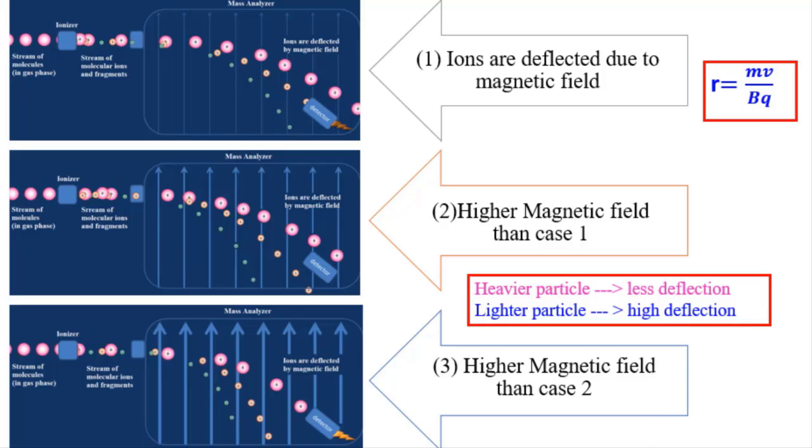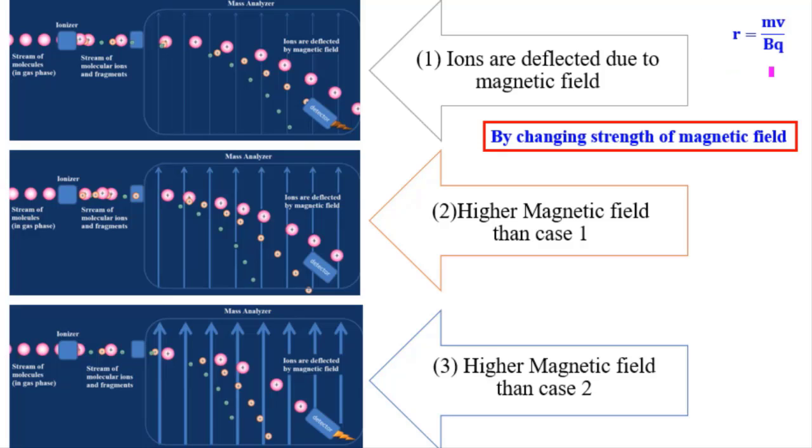Now how are ions detected? One way is by changing the strength of the magnetic field. From this equation we can see the radius of curvature can be changed if we change the magnetic field strength. If field strength is higher, then radius of curvature is lower. Radius of curvature is lower means more deflection. So by changing field strength while keeping the detector position constant, we may detect different charged particles.